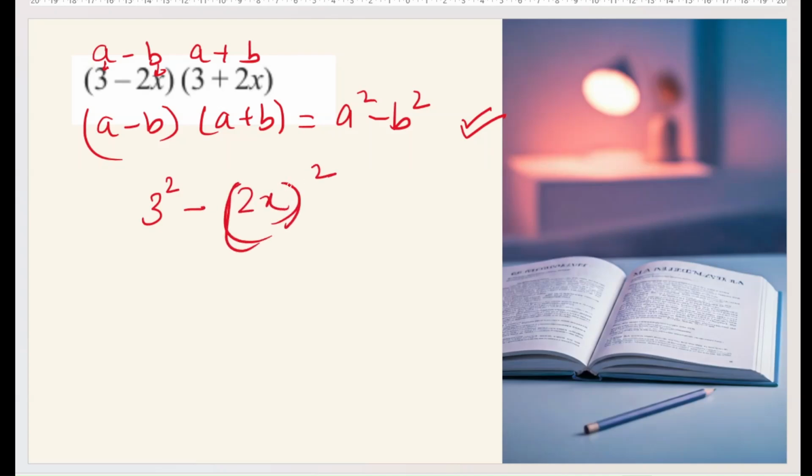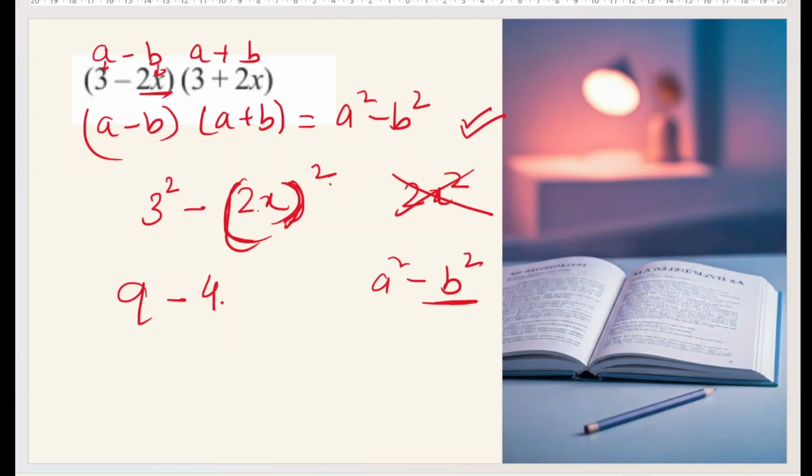Always put this full bracket. Do not write it like this. Many students in the exam write like this and get their answer wrong. So, a square minus b square. What is b? 2x. So, 2x whole square. So, now 3 square is 9 minus 2 square, so 4x square. That is your answer.